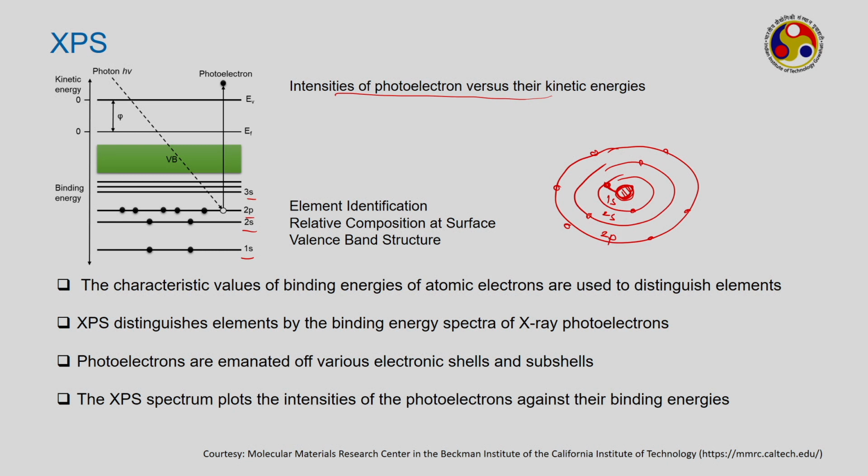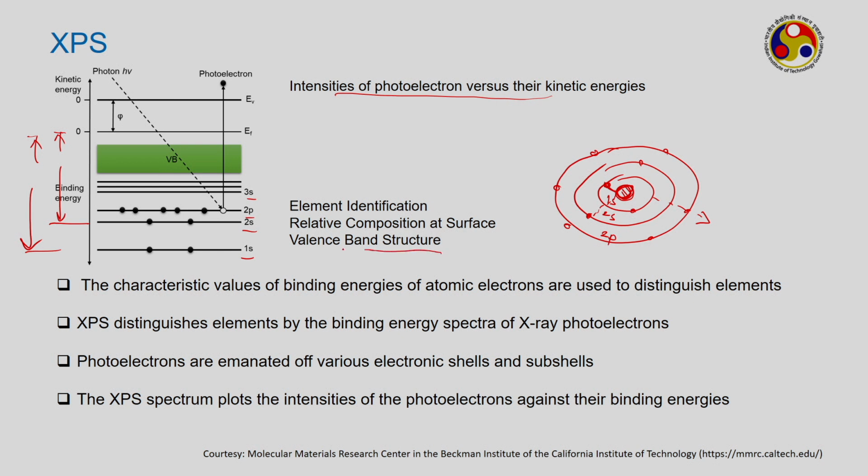Now, 2s is the next. 2s electrons are somewhat loosely bound as compared to 1s, so the binding energy increases in this direction. You have to supply this much energy for 2s, and for 1s, the highest, this much energy. As you go outside and outside, you supply lesser and lesser binding energy. So at 3s, you supply less, and like that you keep on going until you reach the valence band.